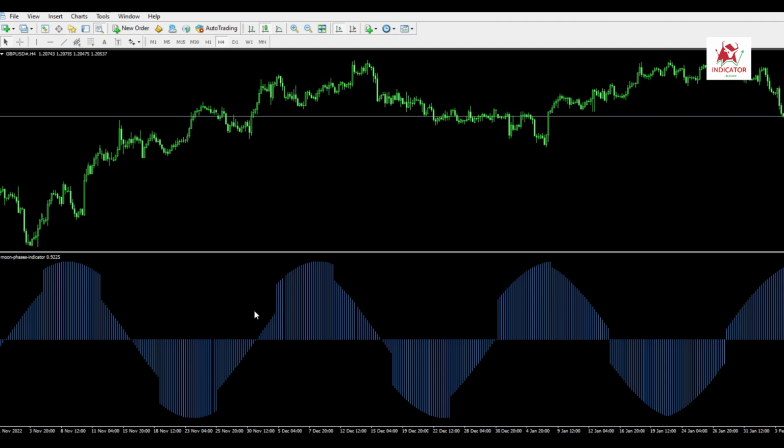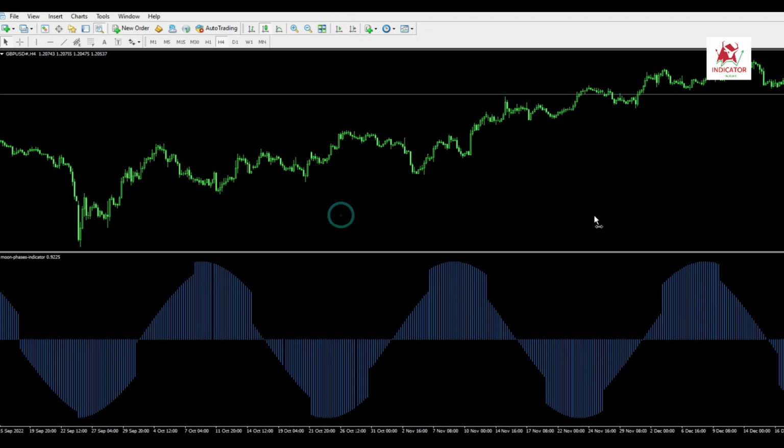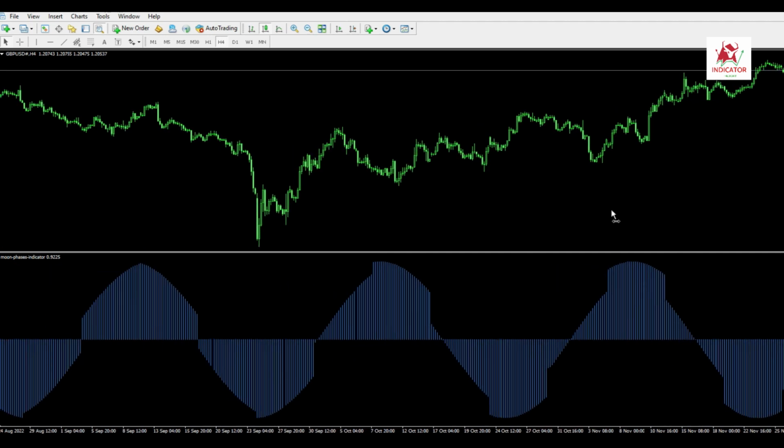Moon phases strategy by signal. When the moon is in a waxing phase, growing in size, it is believed to be a good time to buy. When the moon is in a full phase, it is thought to be a good time to buy as the market may be at a turning point. When the moon is in a first quarter phase, it is also considered a good time to buy as it may signal a change in trend.